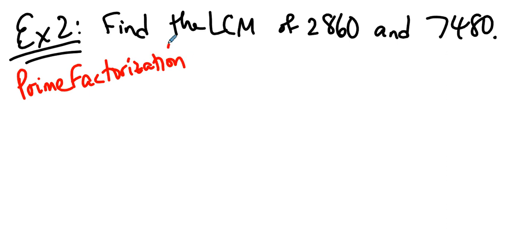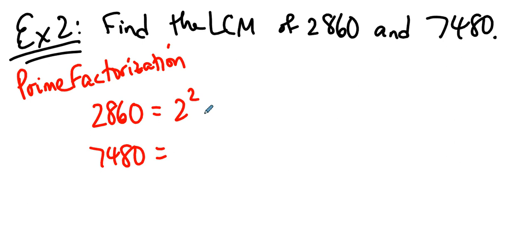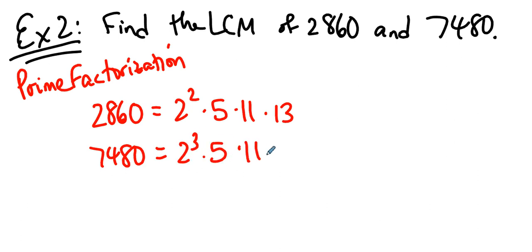Well, that's not too bad if you know the prime factorizations. The prime factorization of 2,860: there are two factors of 2, a factor of 5, a factor of 11, and a factor of 13. 7,480 is 2 cubed times 5 times 11 times 17. So here's what we do. We build the least common multiple.